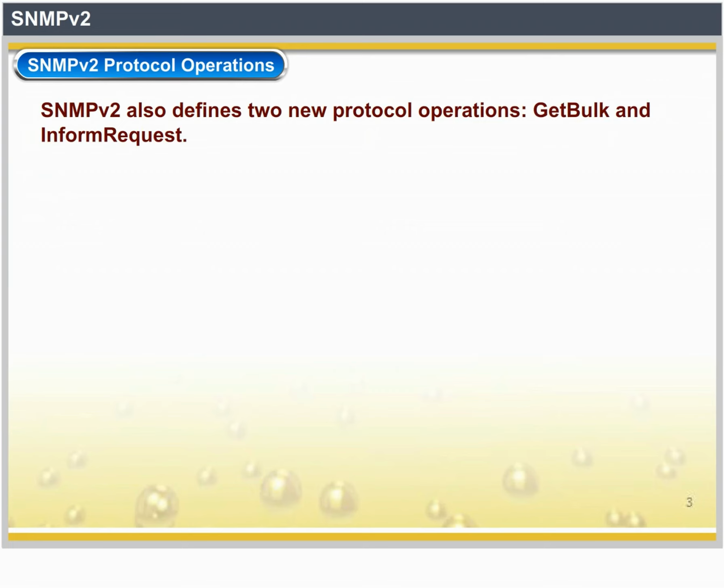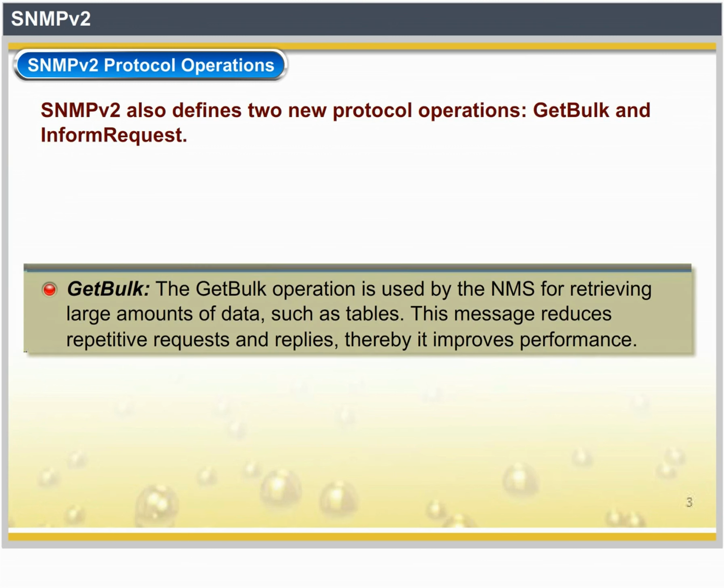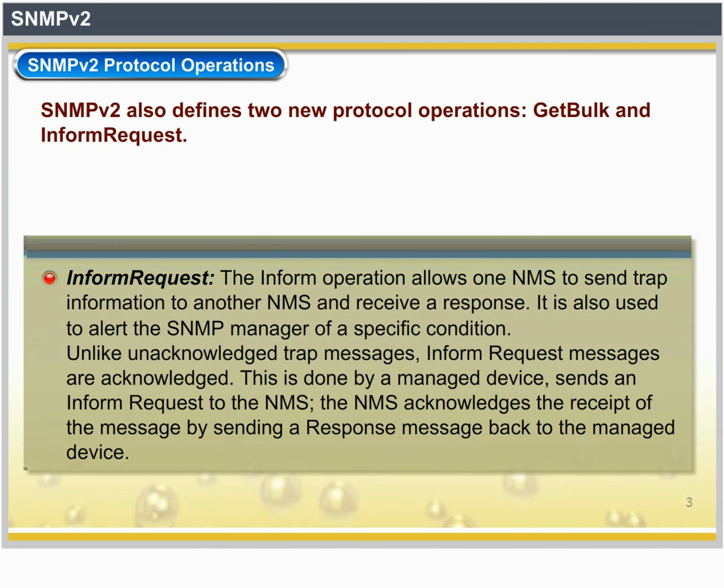GetBulk. The getBulk operation is used by the NMS for retrieving large amounts of data, such as tables. This message reduces repetitive requests and replies, thereby improving performance. InformRequest. The inform operation allows one NMS to send trap information to another NMS and receive a response. It is also used to alert the SNMP manager of a specific condition.